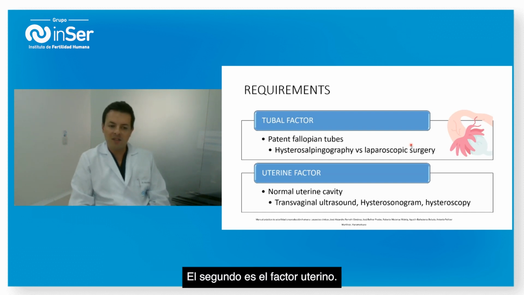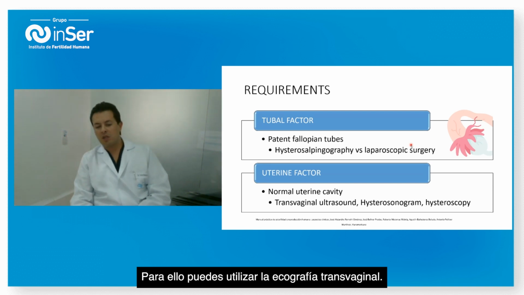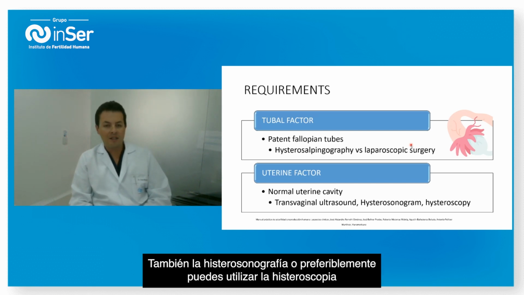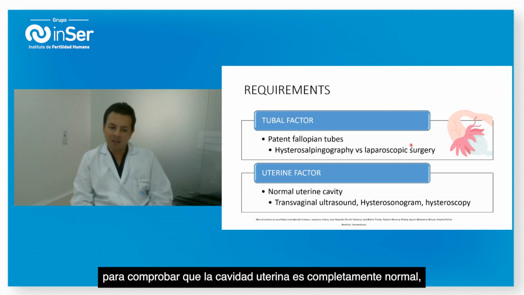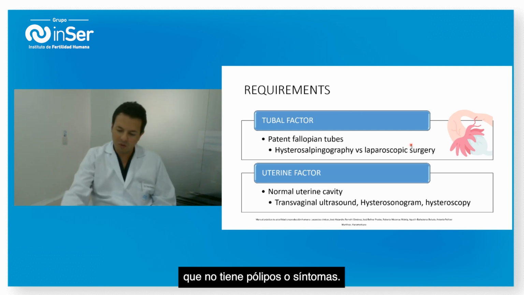The second one is the uterine factor, and you need to check that the uterine cavity is normal. To do this, you can use the transvaginal ultrasound, also the hysterosonogram, or preferably you can use the hysteroscopy to check that the uterine cavity is completely normal, that you don't have polyps, myomas, or septums.